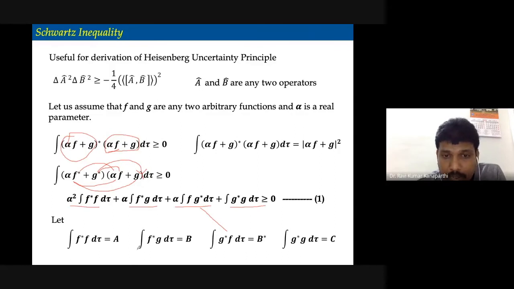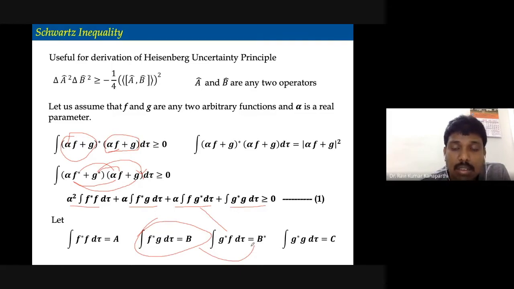We already defined the integral of f star g d tau as B. If that is the case, this is just the complex conjugate of that. When you take the complex conjugate of this, you get this. Therefore, this is B star, which is nothing but the complex conjugate of B. And the fourth term, the integral of g star g, is taken to be another quantity, C.